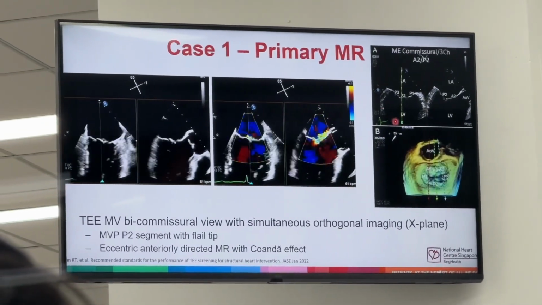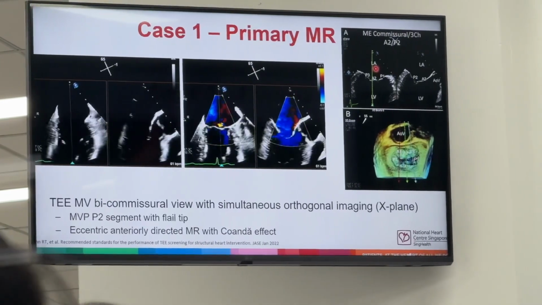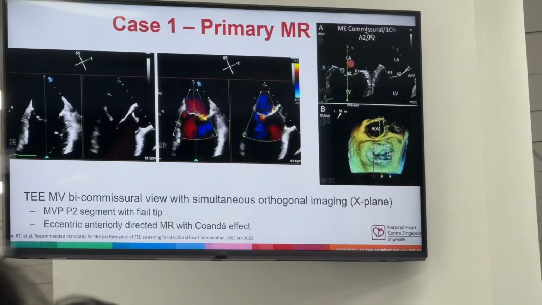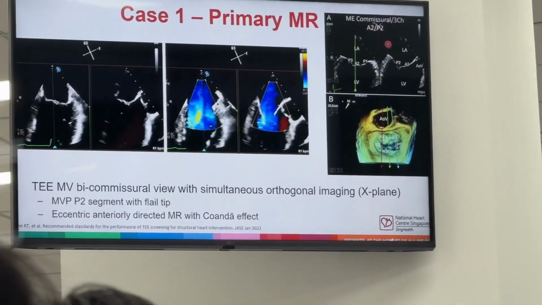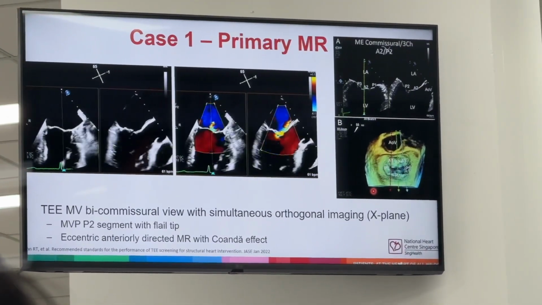So this is an illustration of the structure of the mitral valve when we image it this way. Bicommissural imaging, P1, P2, and P3, and simultaneous orthogonal imaging as such. That's what we discussed earlier on.